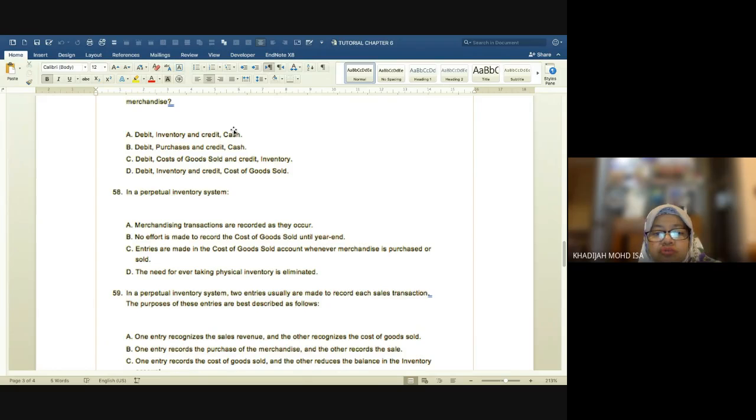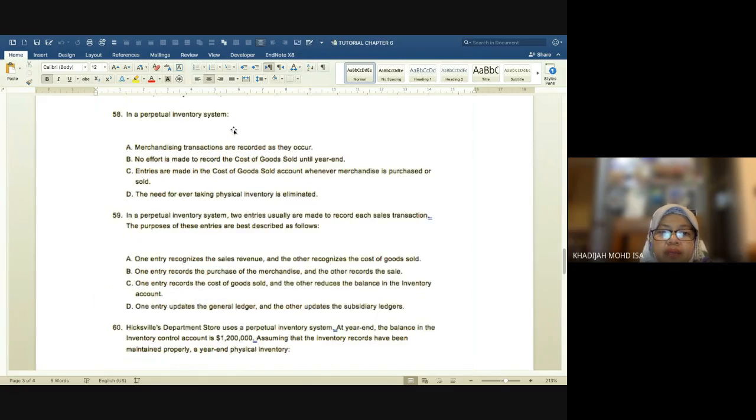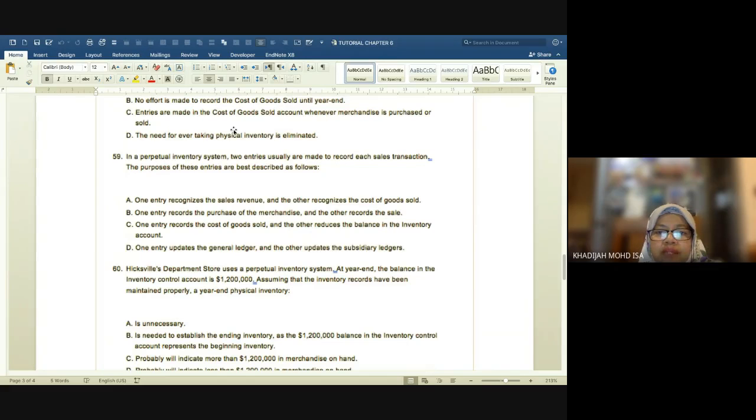You have to take out whatever is not right. In a perpetual system, two entries usually are made to record each sales transaction. The purpose of these entries is best described as follows. A. One entry recognizes the sales revenue and the other recognizes the cost of goods sold. I would take that. A.